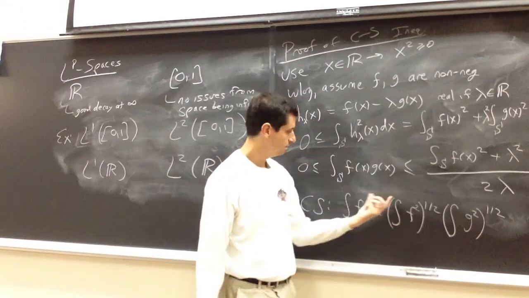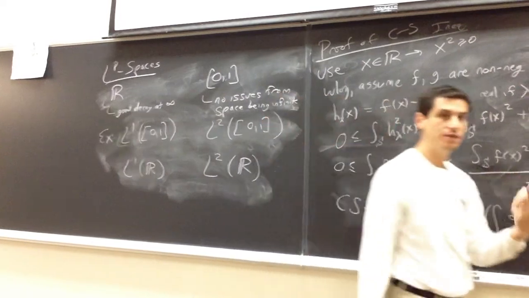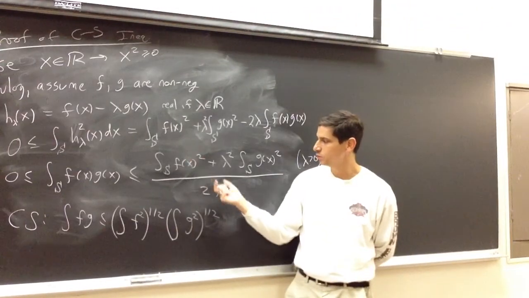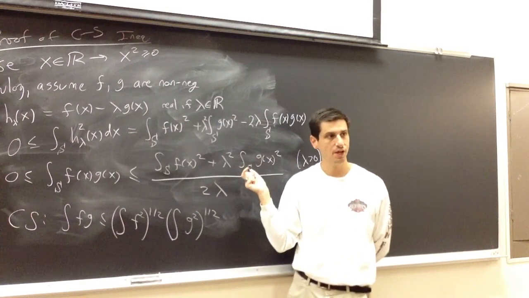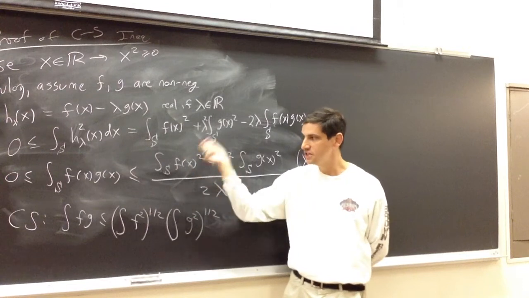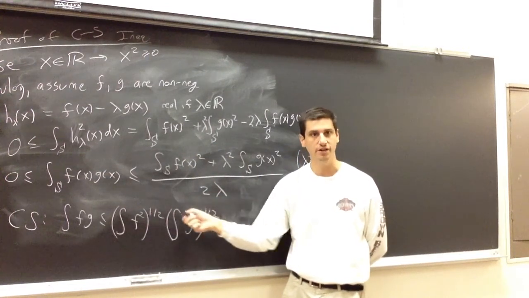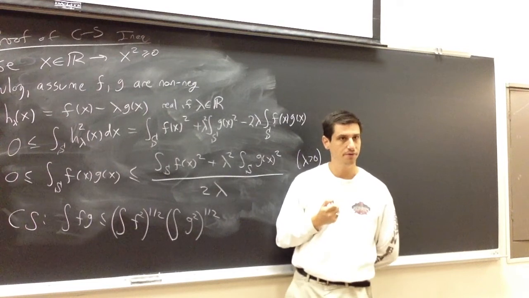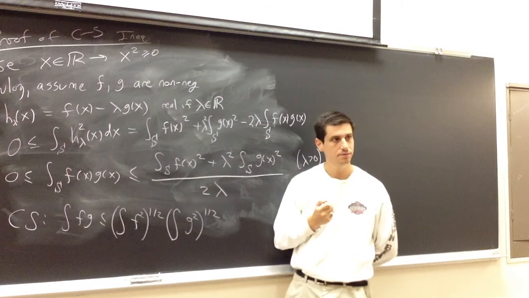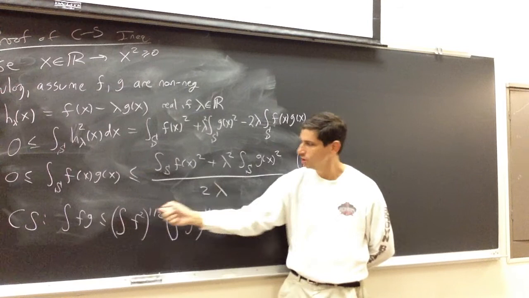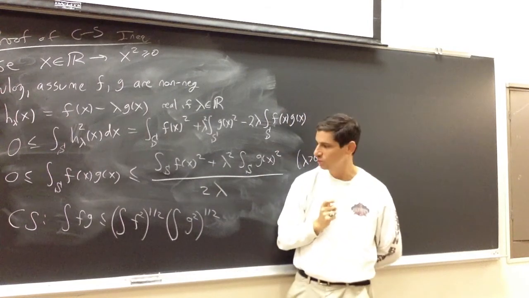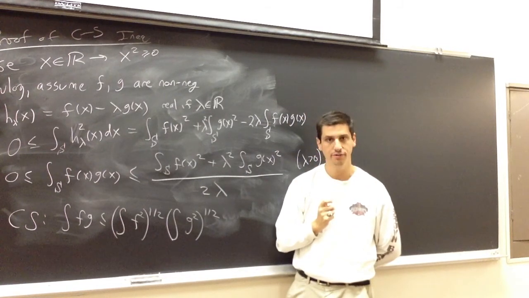Look at what we have here. We have exactly what we want over here. We have the integral of fg. We have the integral of f squared over 2 lambda, and the integral of lambda over 2 times g squared. I want to try to choose lambda so that these terms look like what I'm trying to get over here. What would be a good choice of lambda? So I want to make the integral of f squared over lambda look like the integral of f squared to the 1/2, integral of g squared to the 1/2. What would be a good choice of lambda?